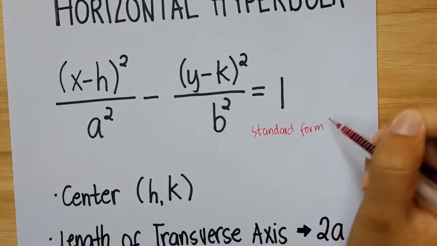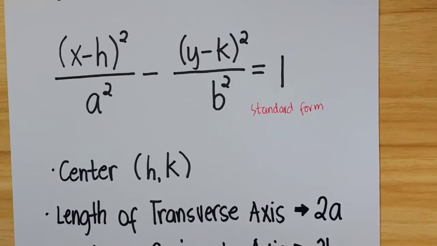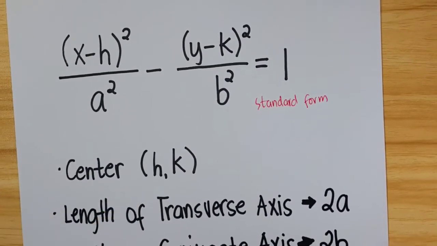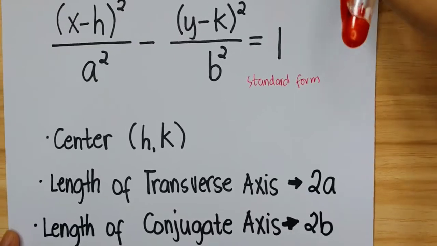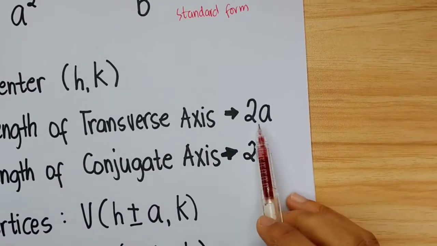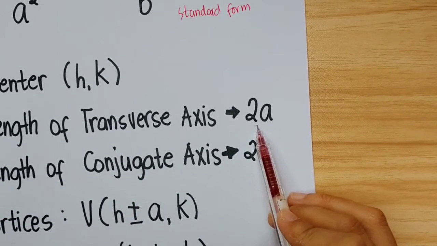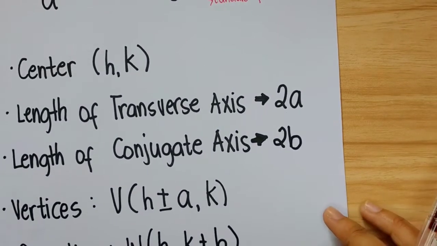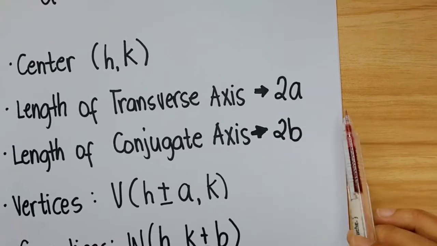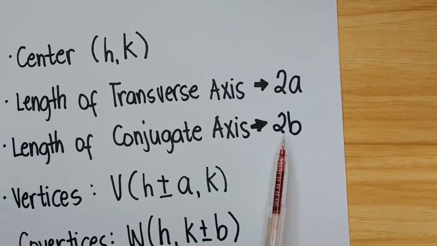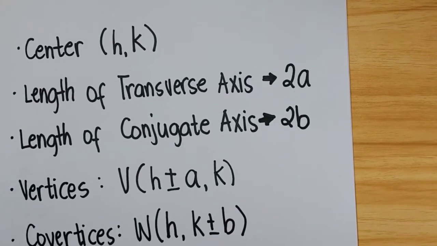Based on this standard form, the center is always (h, k). The length of the transverse axis is equal to 2a. The transverse axis is the line that connects our vertices, so its length is 2a. The length of the conjugate axis is 2b. This is the line that connects our co-vertices.